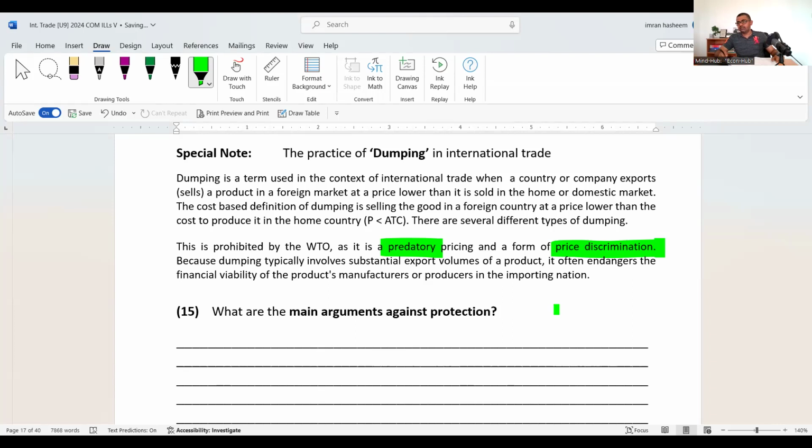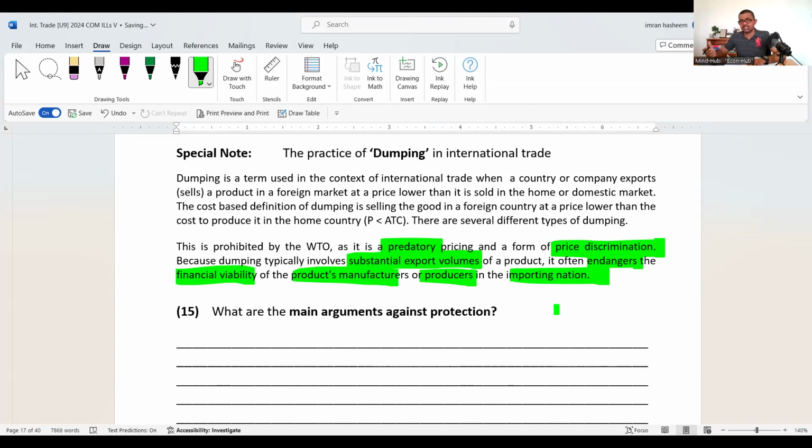Because dumping typically involves substantial export volumes of a product, it often endangers the financial viability of the product's manufacturer or producer in the importing nation. Our domestic producer is hurt economically, financially, and perhaps emotionally also. Right. What are the major arguments against protection?